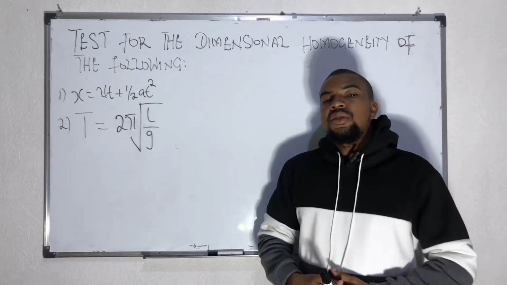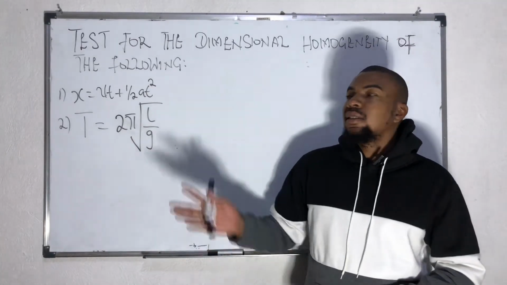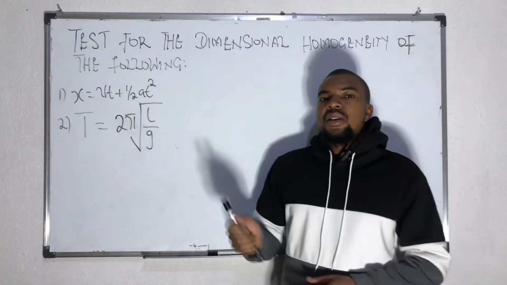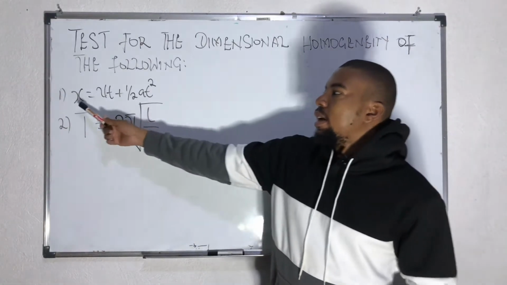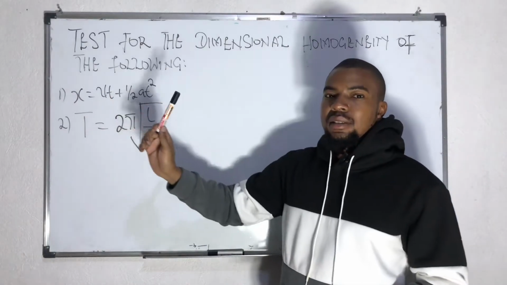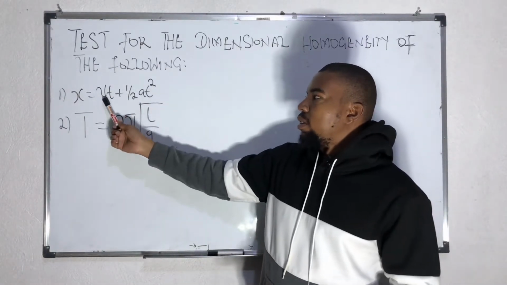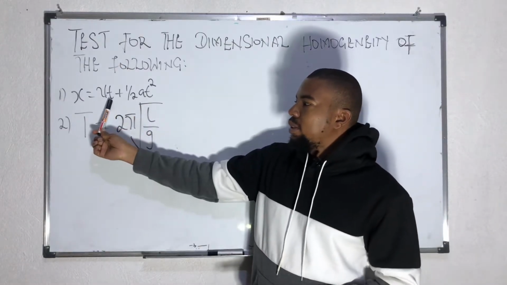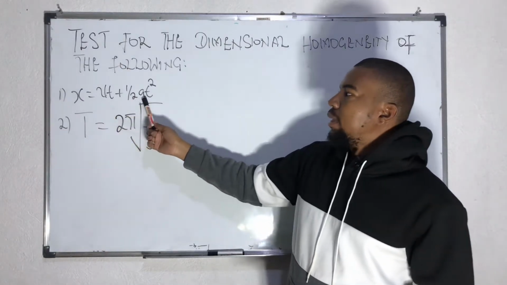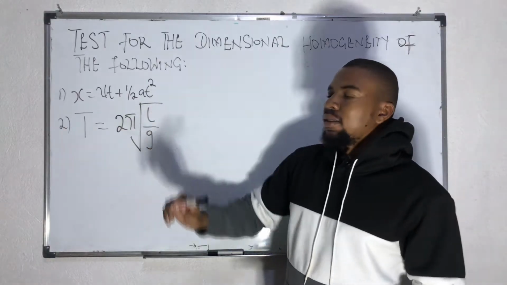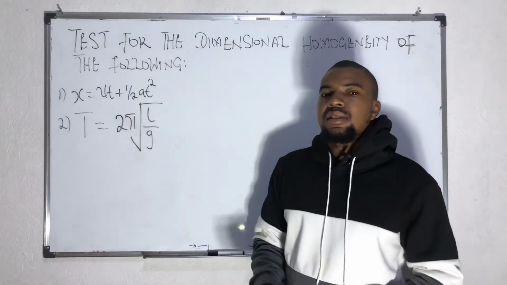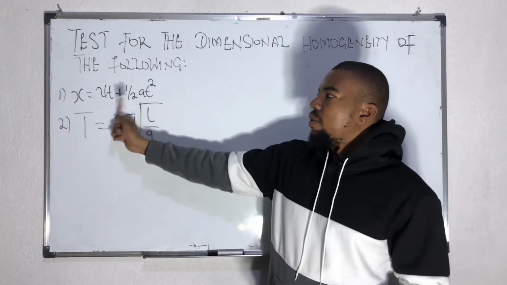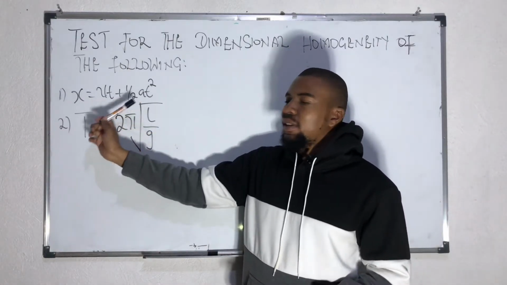The first thing you need to know are the dimensions of your variables, right? We have x, which represents displacement. The next one represents initial velocity. This one, the small t here, means time. The a means acceleration, and the next one is time as well. So you need to know the dimensions of these variables given in the equation.